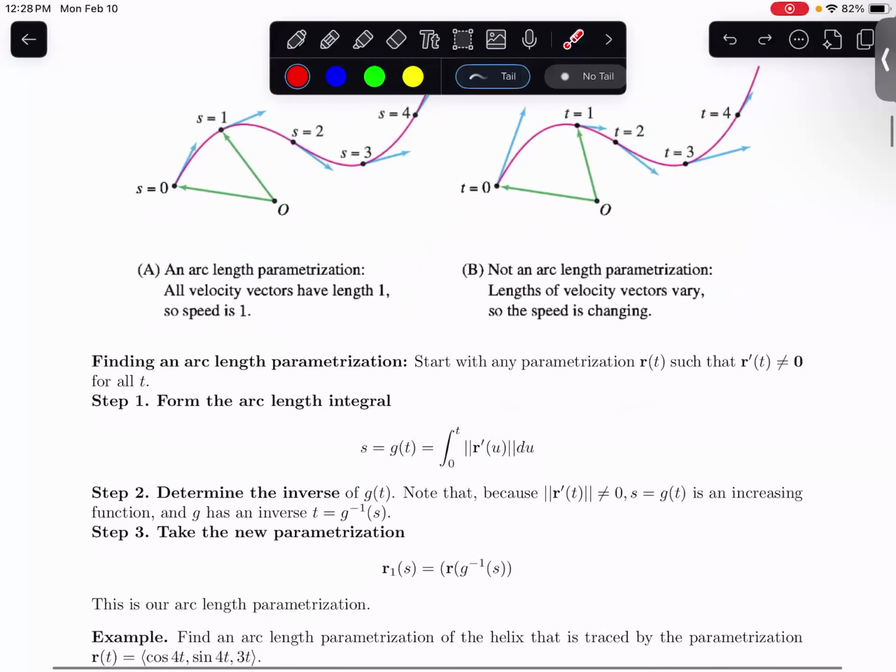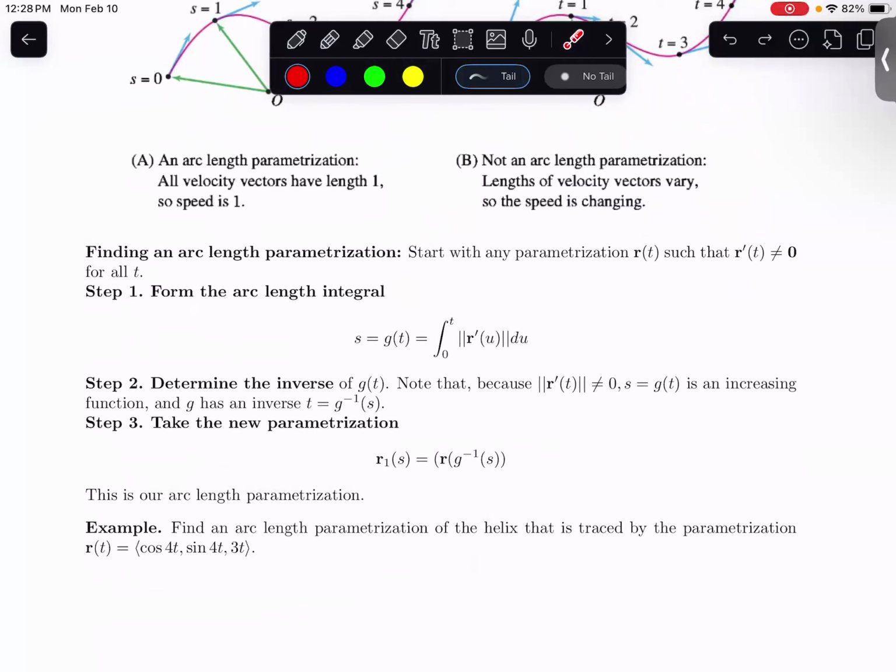Okay, so what you're going to be doing on the homework, and maybe on the exam, is finding an arc length parameterization. How do you do that? There are 3 steps, but really the main goal is that you start off with some parameterization r of t, and you want to transform it so that instead of doing things in terms of t, you do things in terms of s. The first thing you do, step 1, is form the arc length integral. This gives you a direct way of relating s and t with one another, a way of writing s equal to g of t.